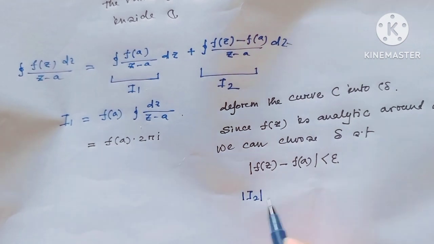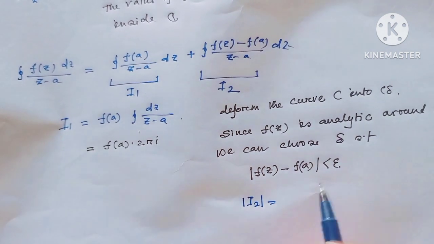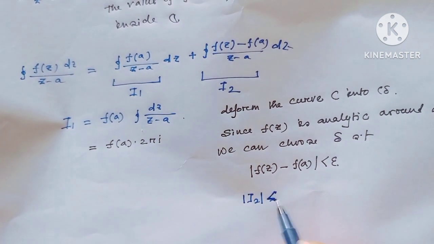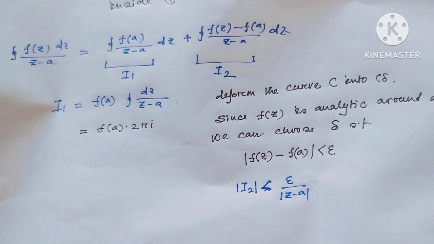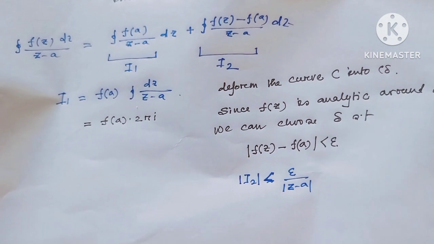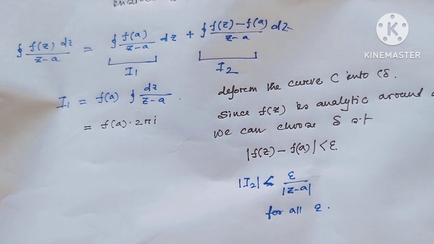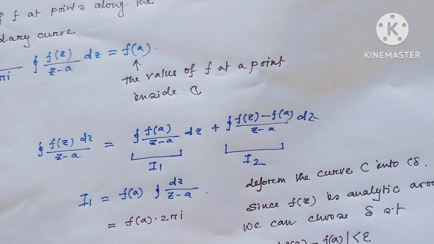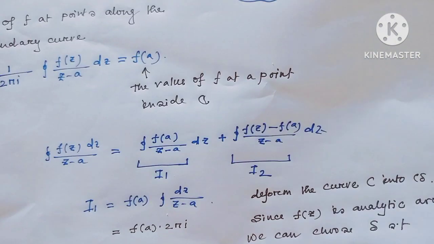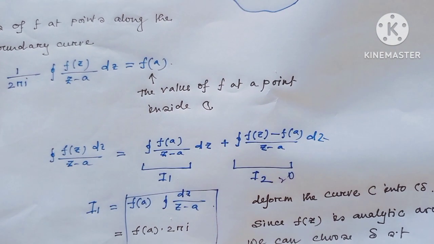That means the modulus of I2 is less than the modulus of f(z) minus f(a), which is less than epsilon, over z minus a. Okay, and this is true for all epsilon. For all epsilon I will always get a delta, so this value is equal to 0. Therefore I have proved that this value is equal to 0. That means only the value f(a) times 2 pi i remains.